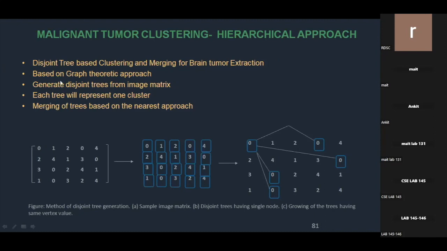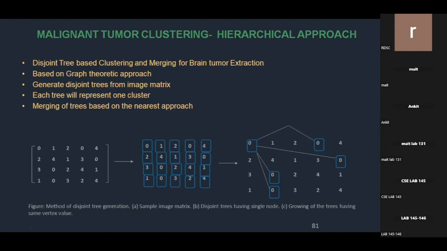We have done this approach using a graph theoretic approach. Then we generate the disjoint trees from the image matrix. Each tree represents one cluster, and then the trees are merged based on the nearest approach. So many core concepts are used and merged in this one algorithm, which can result in the generation of a new algorithm in the clustering domain.